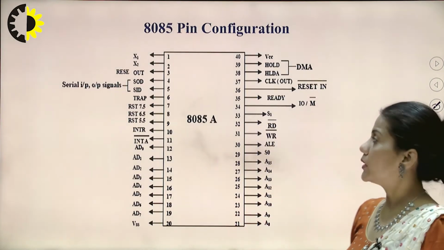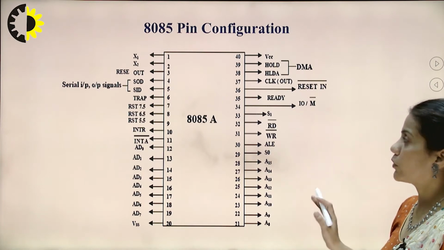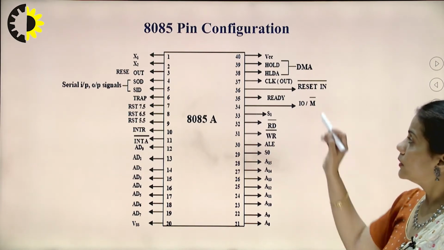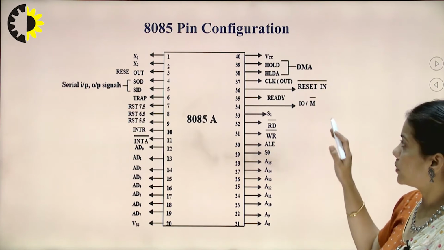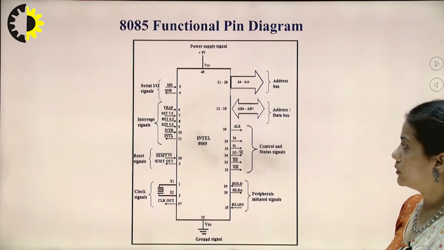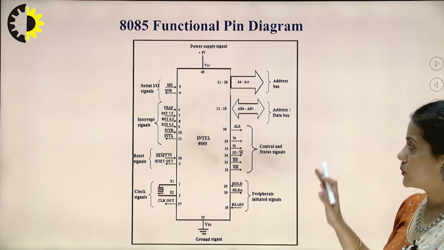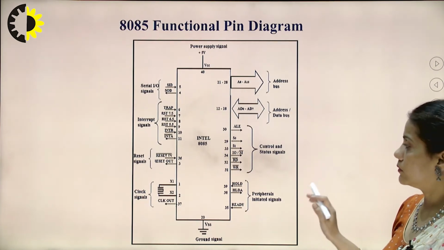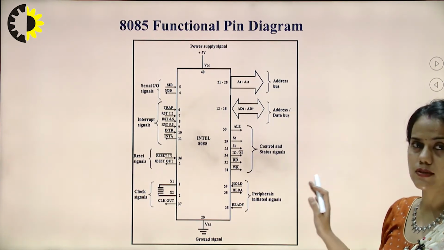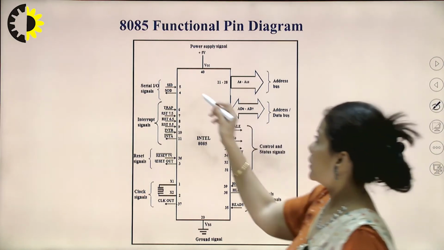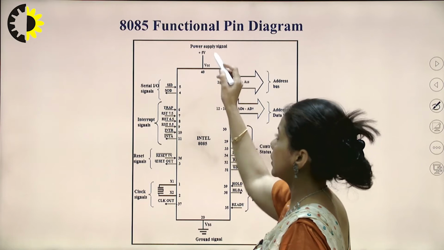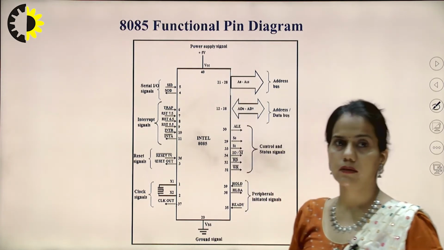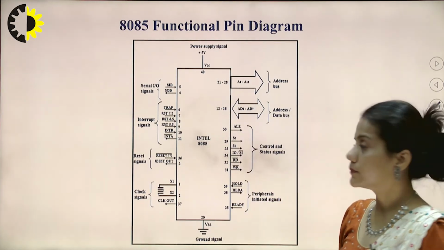So this is the pin diagram. This is a 40 pin IC. All the pins' functions have been mentioned here. We can categorize all these pins in the categories of their assigned functions. Like here is the power pin, that is VCC, connected to plus 5 volt supply. It is the 40th pin.